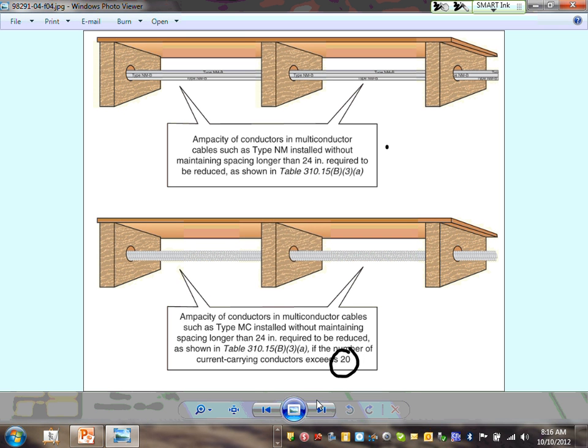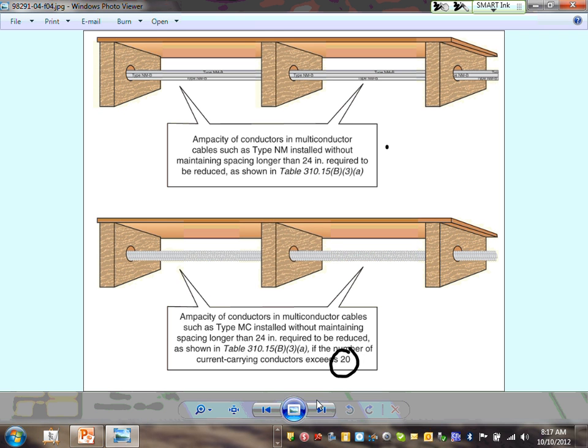You have a group of MC cable all grouped together, lump sum, right? Like this for 10 feet. You have to derate if this group of MC cable has more than 20 current-carrying conductors. So what would that force you to do as a designer? To spread them, move them away from each other. Don't group them, don't lump sum them like this.